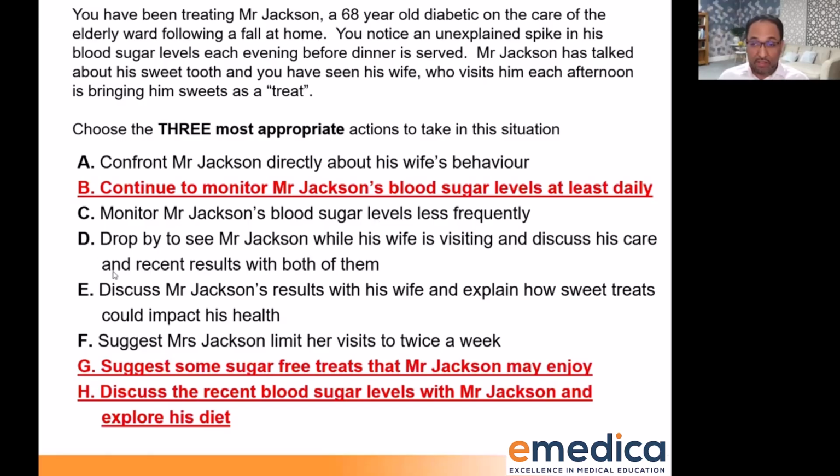Okay. I'll come back to D and E because loads of you picked D and E. What's the issue with F? Why is F not part of the right answer?